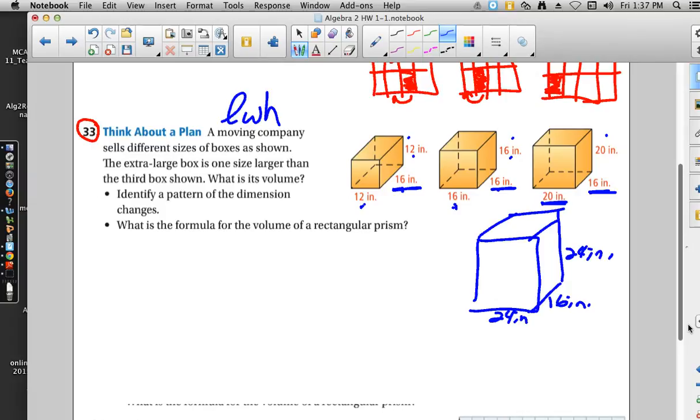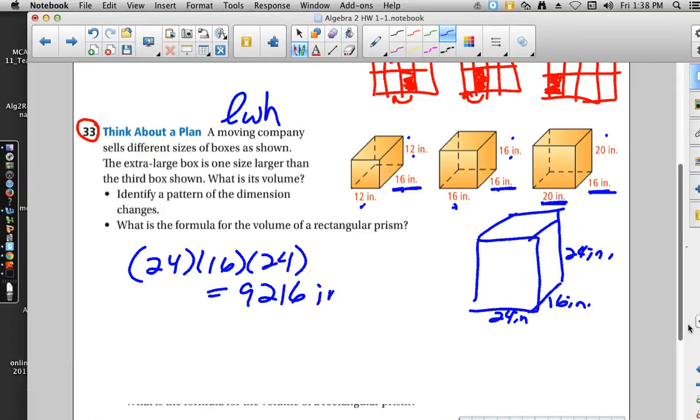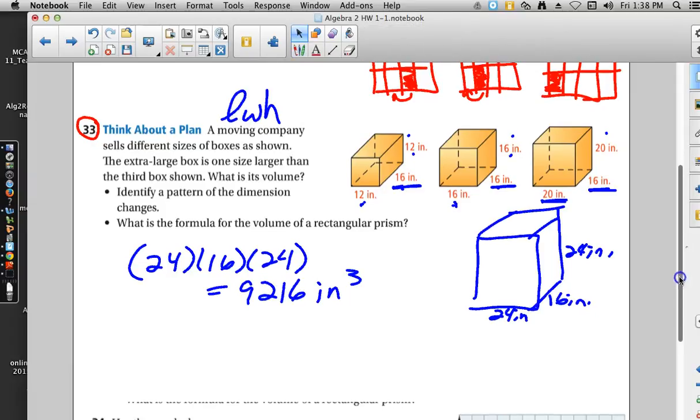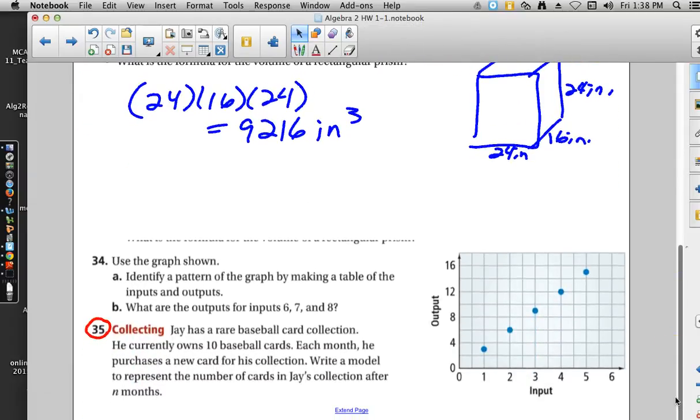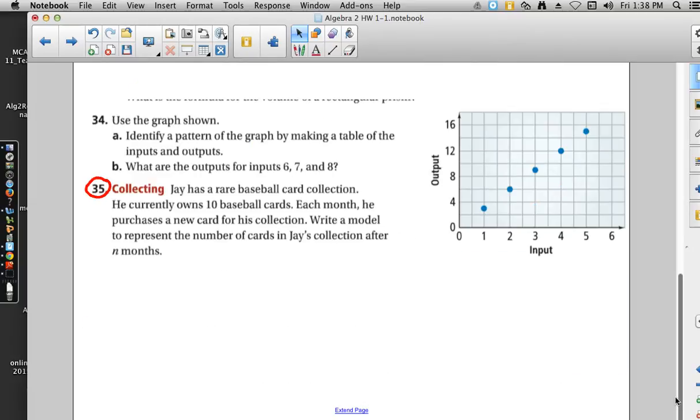And to find the volume, we need to multiply all those together. So 24 times 16 times 24. And that will give me 9,216 cubic inches. So there is 33. Sometimes people just forget that formula, length times width times height.